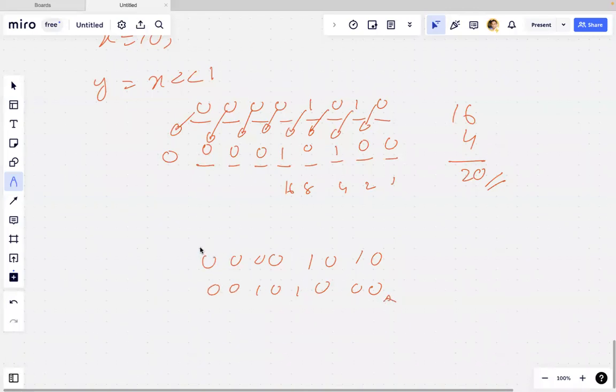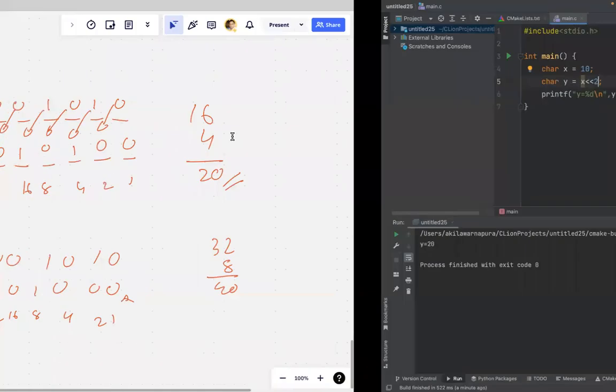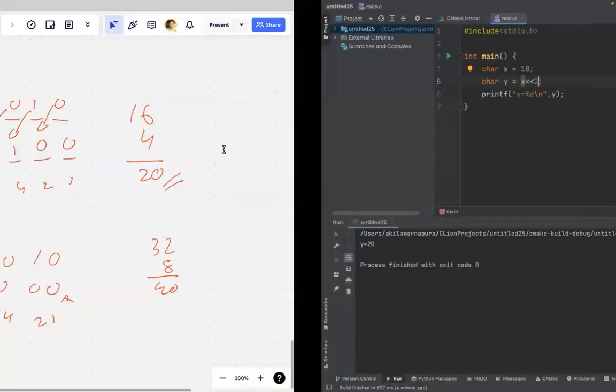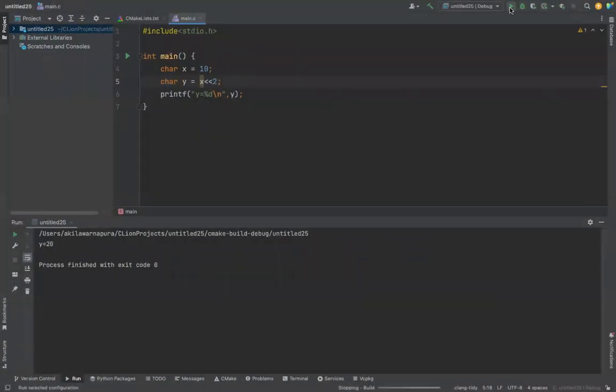Okay, these 2 bits are out of bound. Then what will be the value? 1, 2, 4, 8, 16, 32. Am I correct? 32, 8, 40. Am I correct? Let's say left shift by 2. Yes, it is 40.